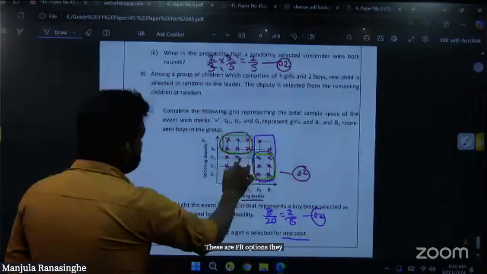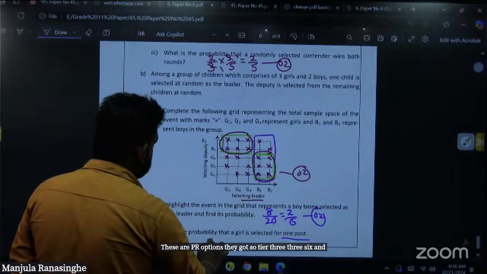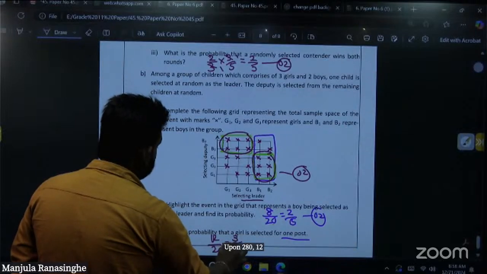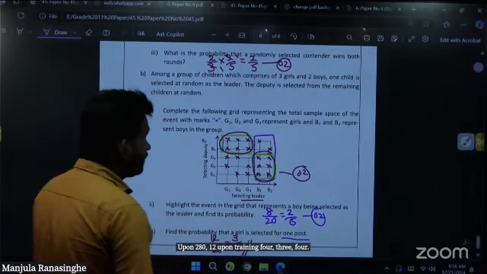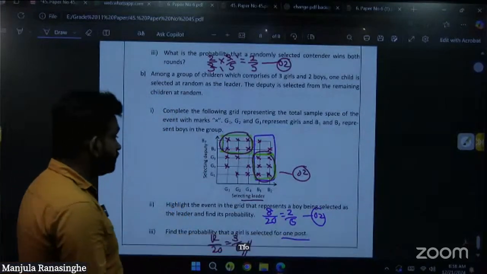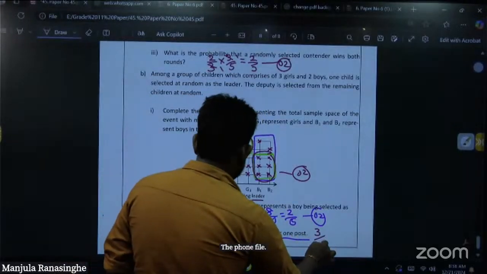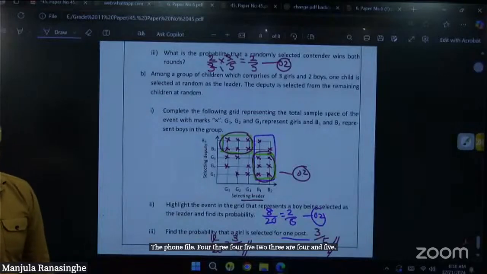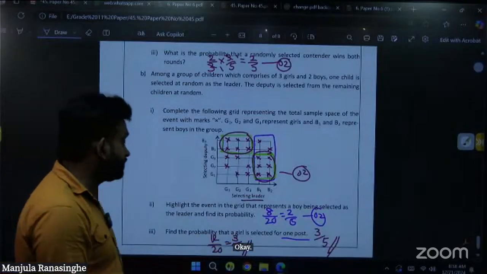Here 3, 3, 6 and here 3, 3, 6, all together 12 upon 20, 12 upon 20, which means 3 upon 5. So the answer becomes 3 upon 5. Okay, right. So that's the last mark.